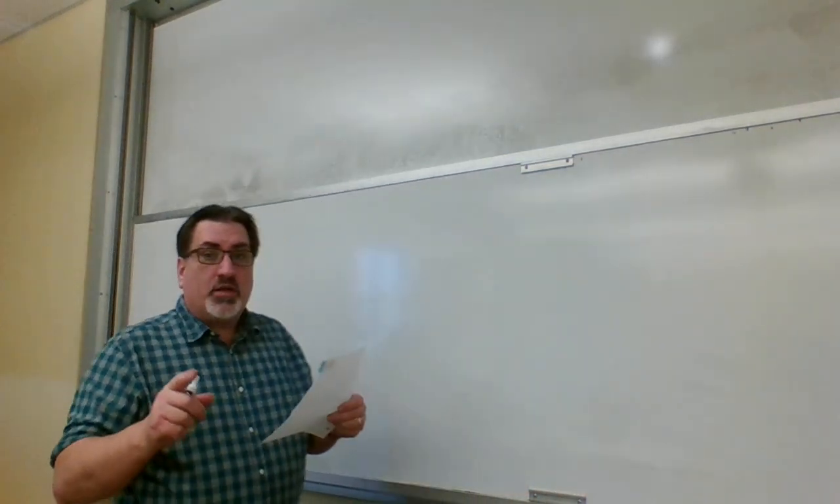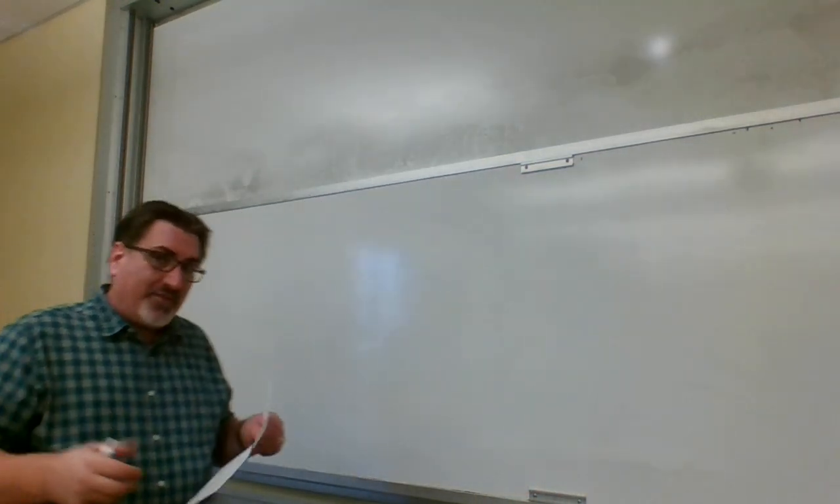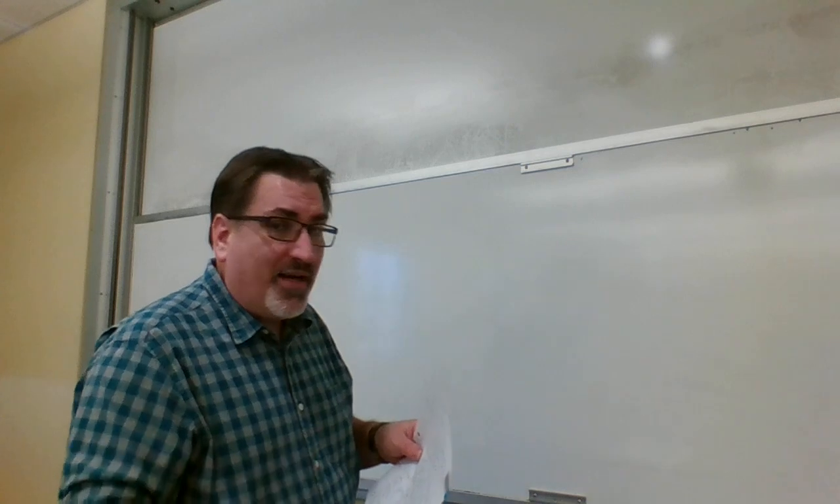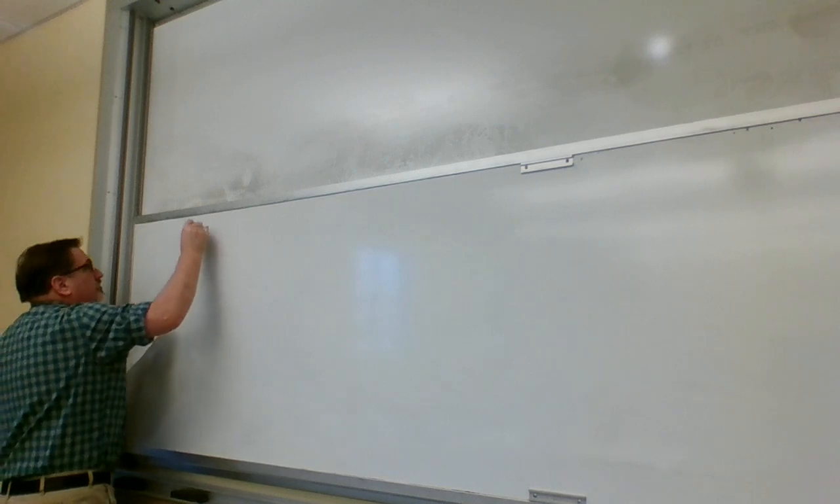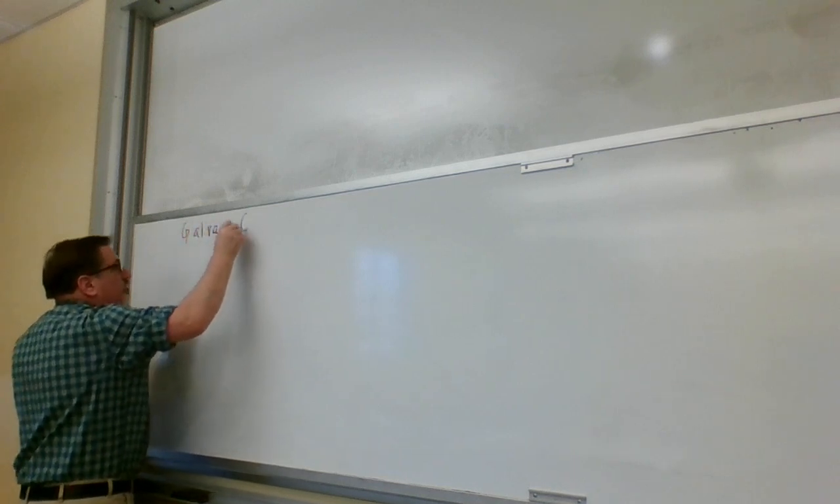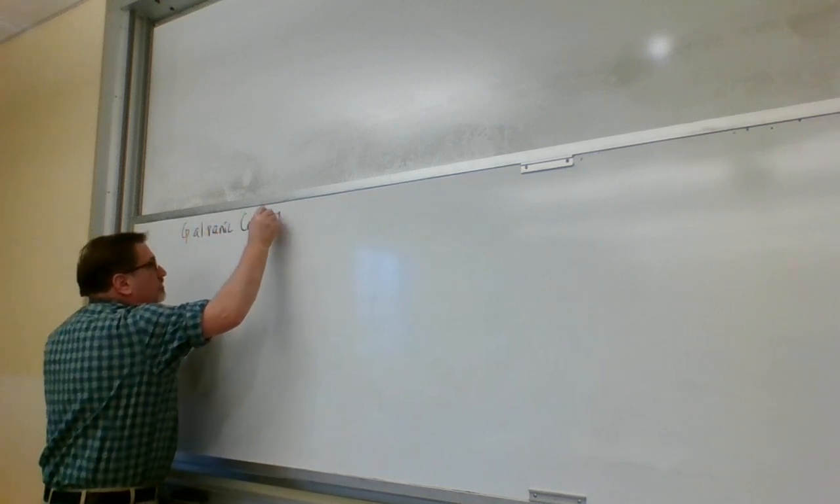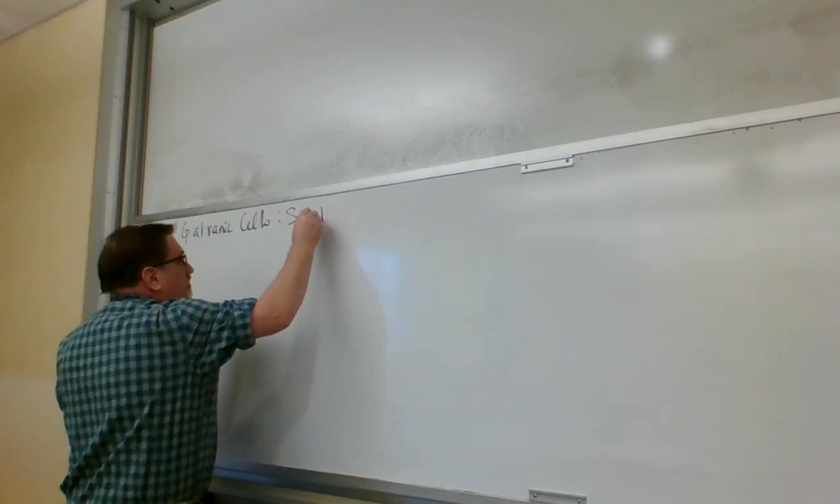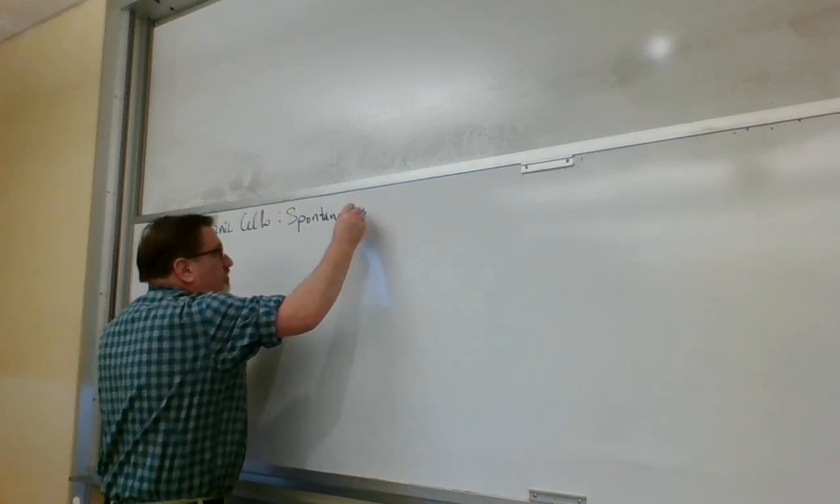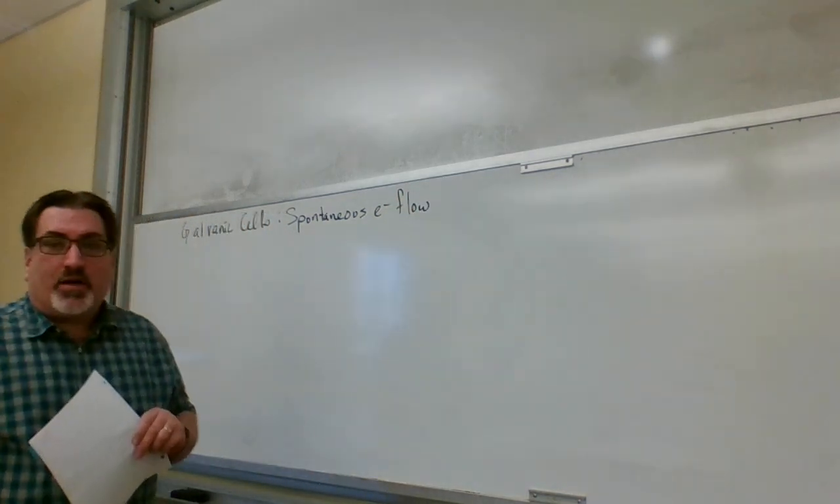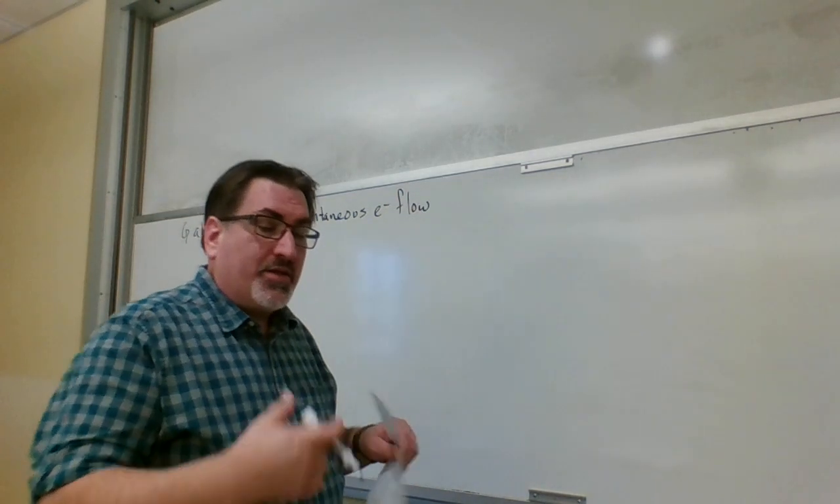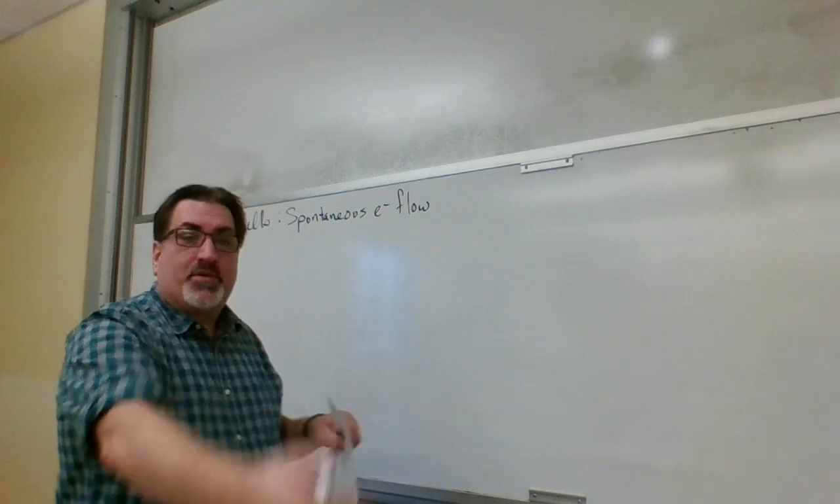In this video, we're going to look at a picture of a galvanic cell. The key to a galvanic cell is that it has to be spontaneous. Spontaneous electron flow: once we initiate the reaction, it does its thing and just keeps going.